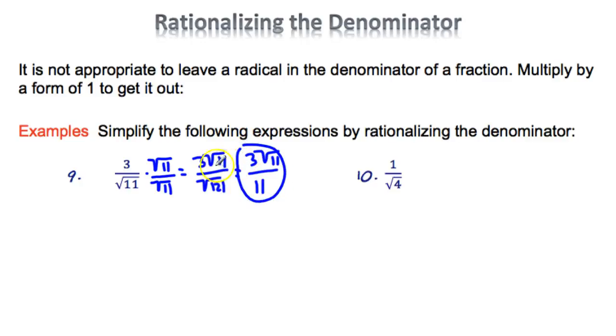It is rationalized. And this step right here, I wrote square root of 121. You don't have to do that. You can just know square root of 11 times square root of 11, well, that equals 11. All right, there's the shortcut.